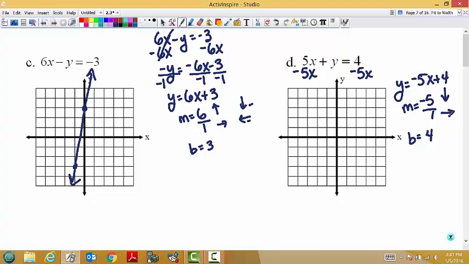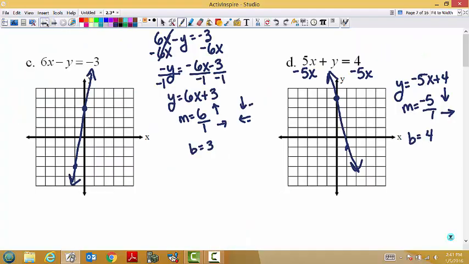So I'm going to start at 4. 1, 2, 3, 4. I'm going to go down 5. 1, 2, 3, 4. Whoops. 1, 2, 3, 4, 5 over 1. And that's, if I do it again, I'll go off my graph, so I'm just going to connect my dots and be done. And that's kind of crooked. I apologize for that.